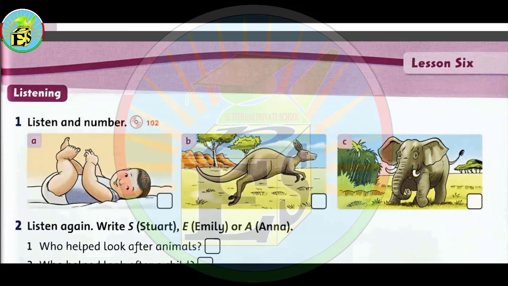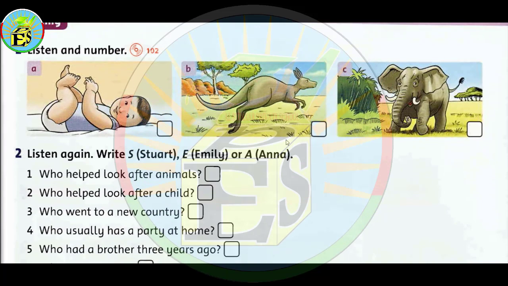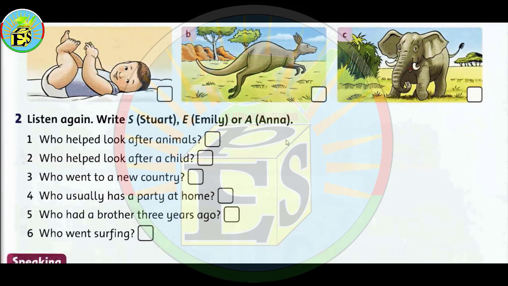Now we will listen one more time because we're moving to task number 2. What we need to do is read these sentences carefully. We're going to read them first, and we need to know who said these sentences. Is he Stewart or Emily or Anna? We will figure out. So who said this sentence? Who helped look after animals? Is he Stewart? Is she Emily? Or is she Anna? You will listen, and if the answer is Anna, you have to write A, not the whole name, only the first letter of their names.